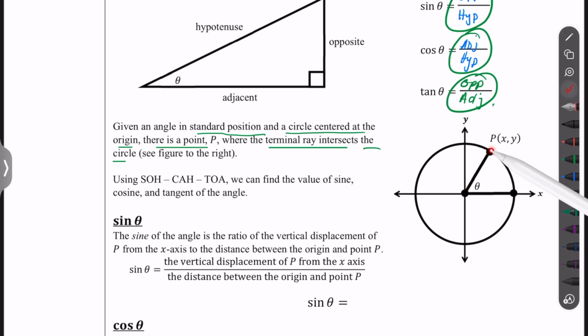So here's our terminal ray, and we got an angle in standard position, and there's this point where it intersects the circle. Okay, so this arc has been subtended by this angle right here. Using SOHCAHTOA, we can find the value of the sine, cosine, and tangent of this angle right here. So let's see if we can find the sine of this angle. Now notice I don't even have a triangle in here. Okay, so I'm going to build a triangle, and I'm just going to drop a perpendicular line to the x-axis straight down. So this is now a right angle there. And this point's coordinate, you can see, is this side. That would be the x value of that coordinate, and this would be the y value of that coordinate.